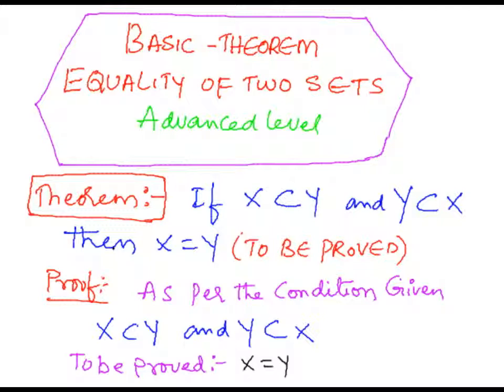Now in our proof, we are going to assume that X is not equal to Y. Here we have to prove that X equals Y, but our assumption is X not equal to Y. Let us assume that X is not equal to Y.